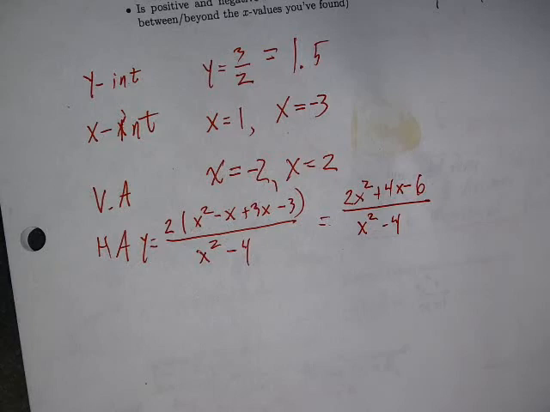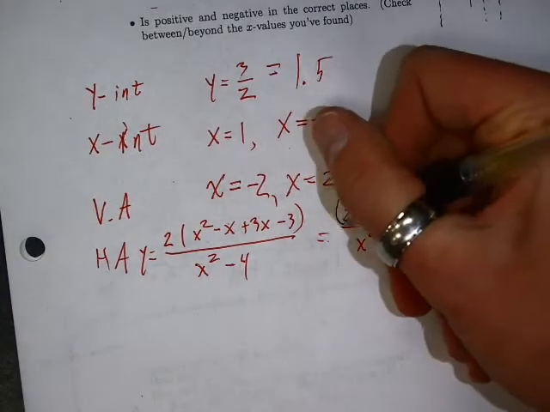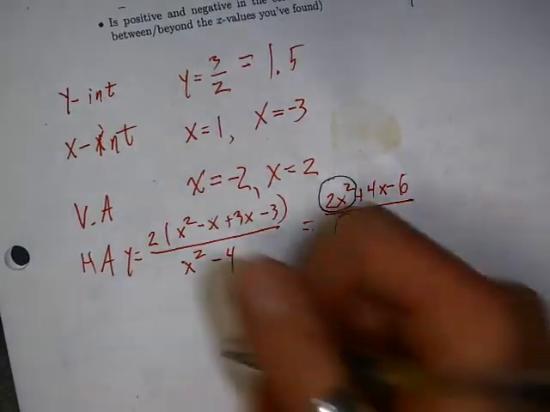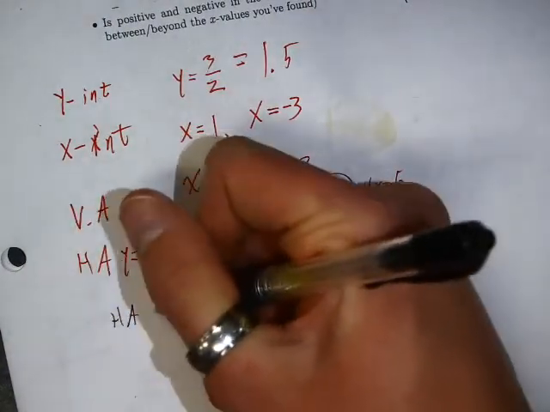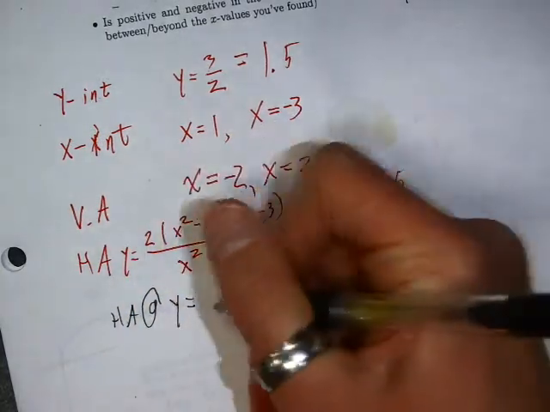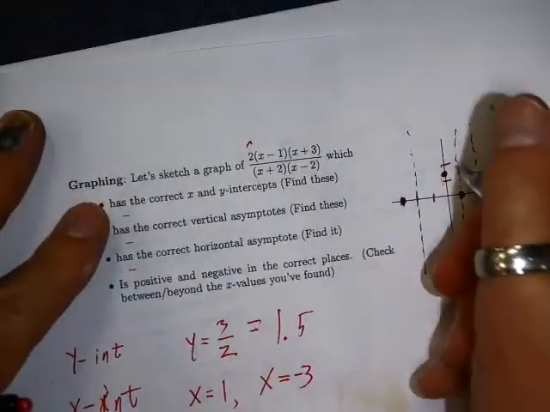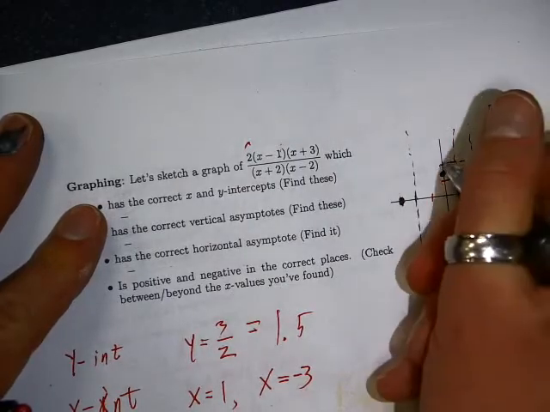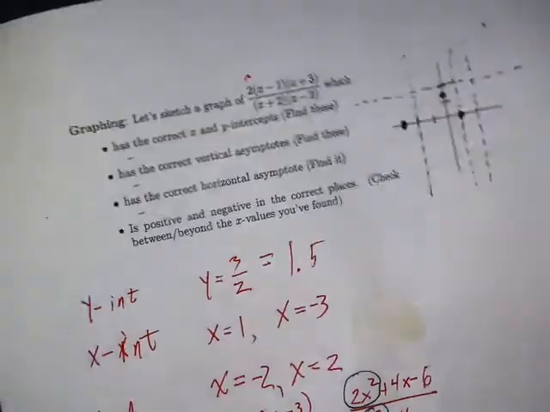What's the degree of the numerator? 2. What's the degree of the denominator? 2. So they both have the same degree. So I just need to take a look at the leading coefficients. What's the leading coefficient in the numerator? 2. Leading coefficient in the denominator? 1. So where's the horizontal asymptote? 2. That's right. Those are the only terms you need to look at for horizontal asymptotes. So the horizontal asymptote will be at y equals 2. All right.